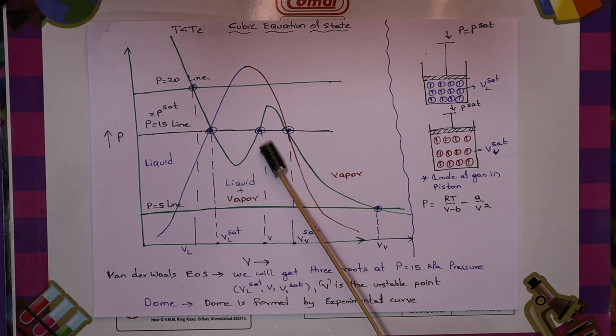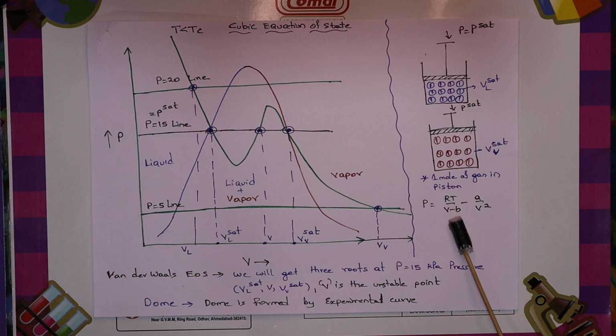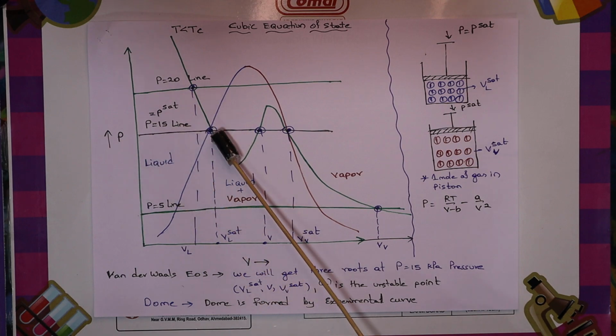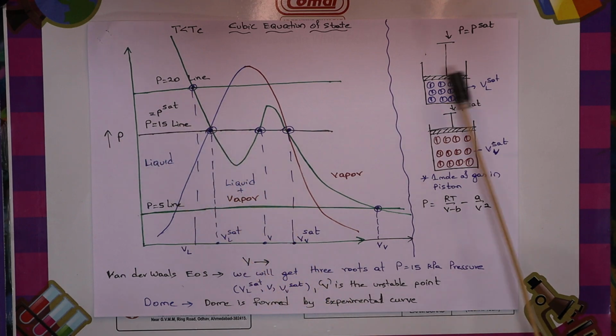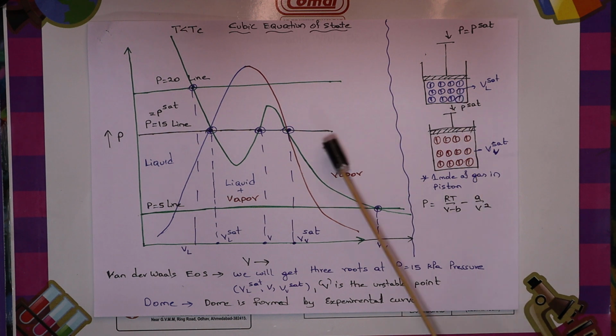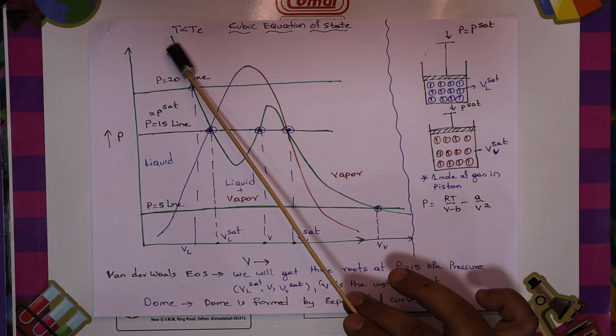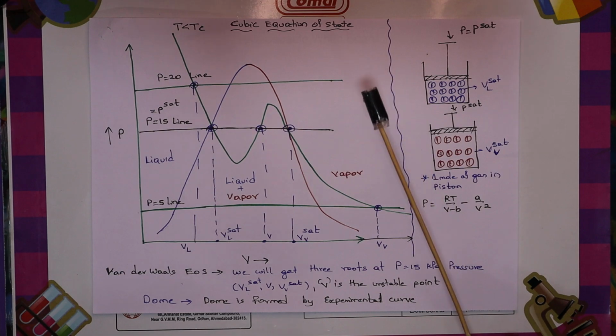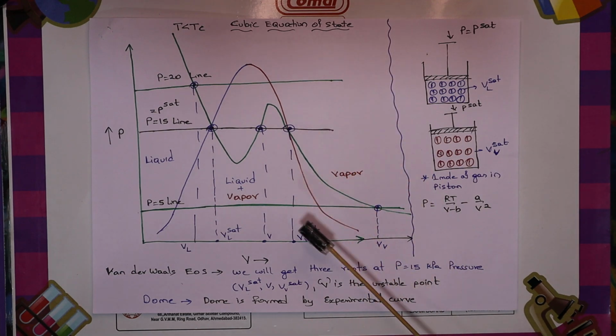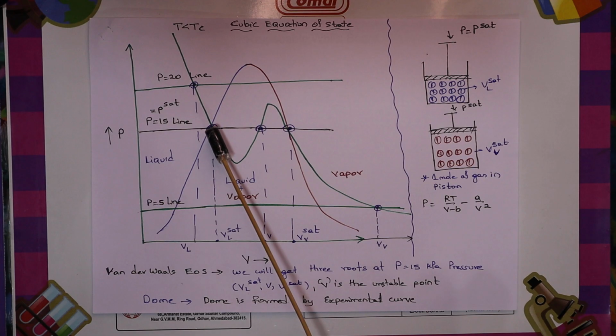But as I told you, the cubic equation of state has an unstable root there. If you get 3 roots by solving this equation at pressure equal to 15, then the lowest volume will be the volume of the liquid, and the highest volume will be the volume of the vapor. This is how these situations may come when you are below the critical temperature. Which one is correct?